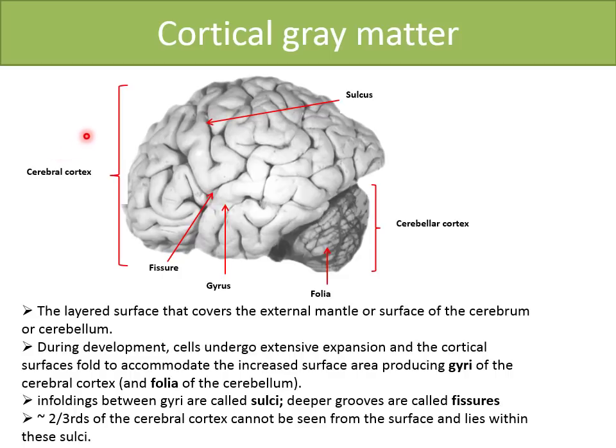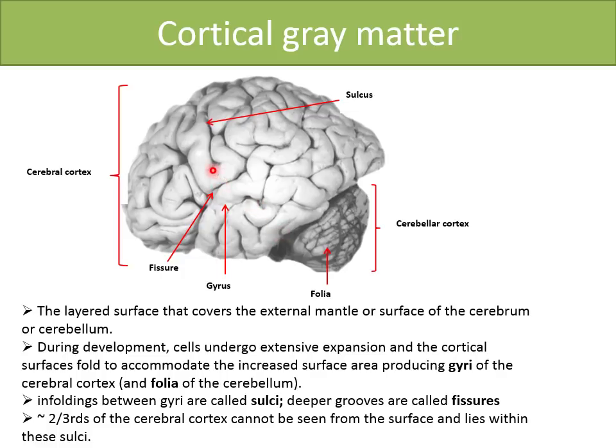The cortical gray matter can be seen on this lateral view of the cerebrum, and everything we're looking at is cortical gray matter. And we also see cortical gray matter on the cerebellar surface. During development, the amount of cortex grows dramatically and extends so much that the cortex ends up having this corrugated appearance. The hills are gyri, and the crevasses between them are sulci on the cerebrum. In the cerebellum, the hills are called folia.